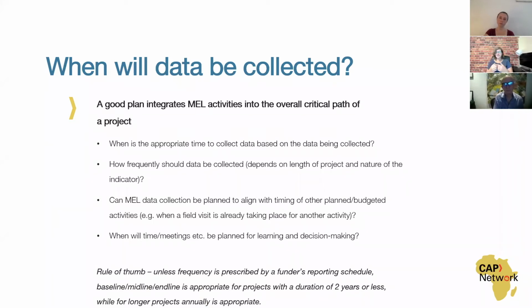But for me, unless frequency is prescribed by an outside funder, that they require quarterly, for example, I generally, on a small project, especially one that's say a year or even anything less than 2 years, for most data, I would suggest that baseline and midline, so the middle point of the project, and end line is going to be okay. For your intermediate level indicators, you've got to allow time for change to take place before you can track whether it's taken place. For anything that's longer, you might want to do annual data collection across the board.